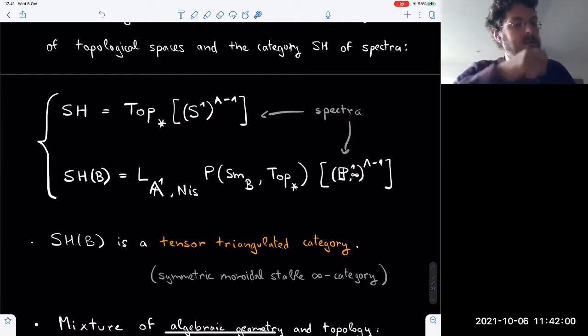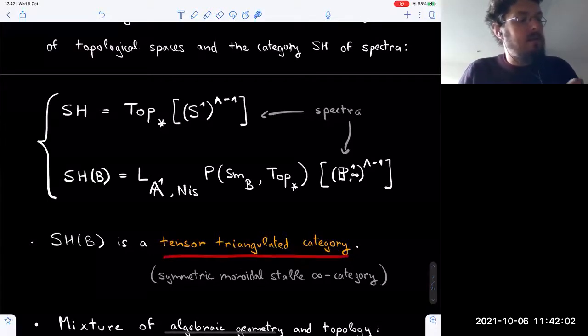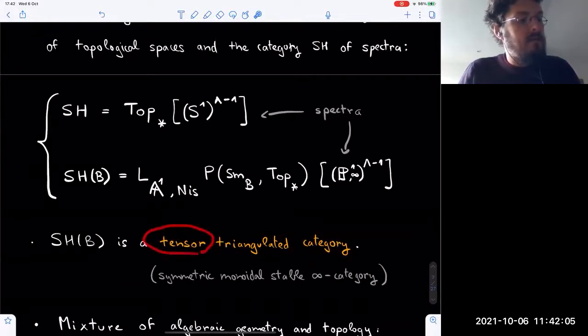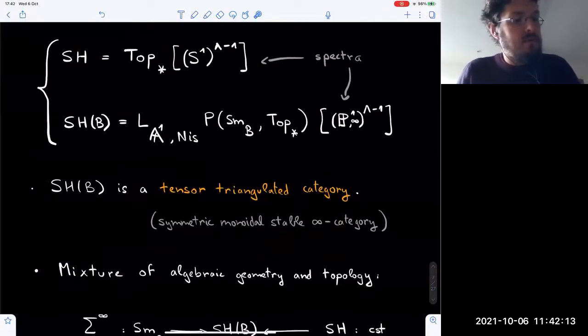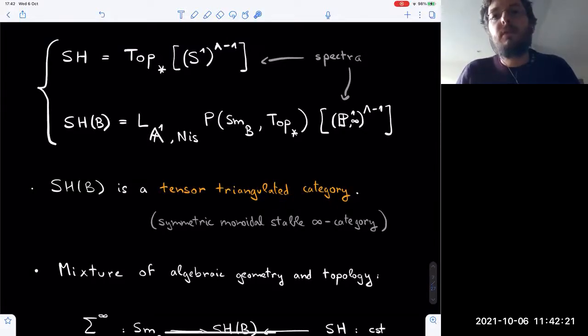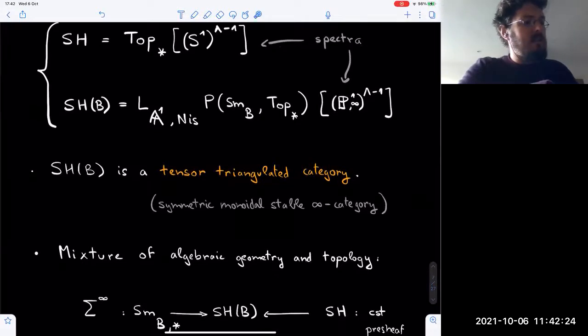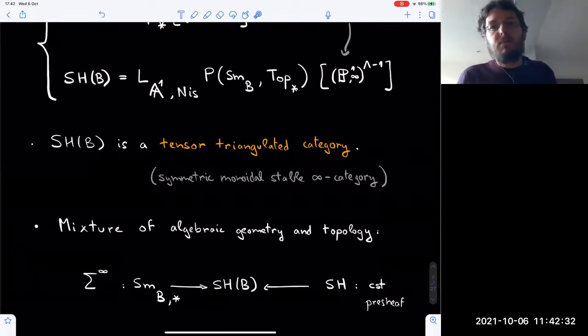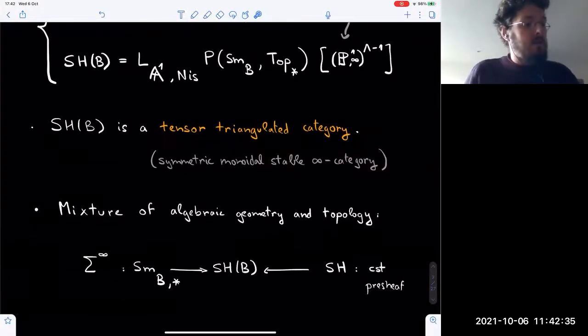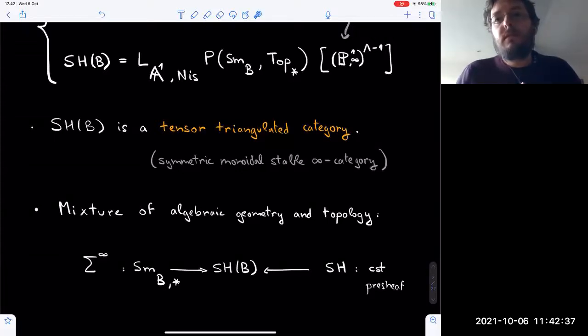So the resulting object is a tensor triangulated category, where the tensor is given by this smash product. And in a bit fancier terminology, which is useful because as a bare triangulated category it's not always sufficient, you have an underlying enhancement as a symmetric monoidal stable infinity category. This category is, by design, really a mixture of algebraic geometry and algebraic topology. So in particular, there are two natural sources of objects in this category.